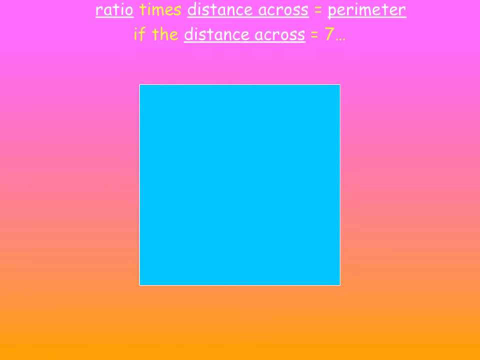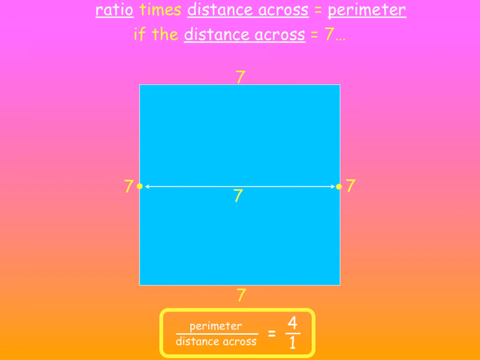If the distance across this square is 7 units, and we can multiply, then the perimeter is 28.